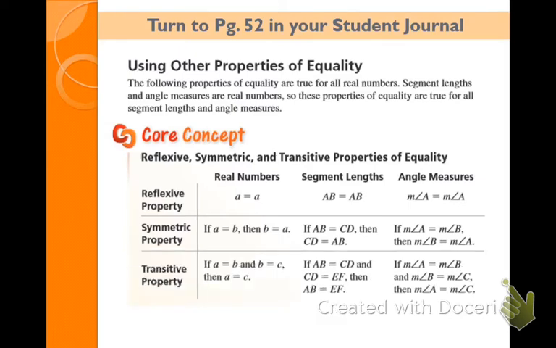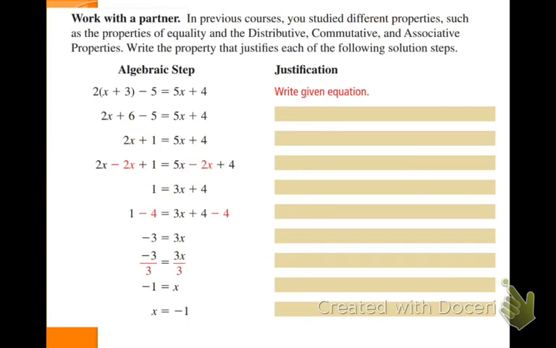The last one is the transitive property, and this one is best explained in real life. The transitive property. This is like saying Noah and Jonathan are the same age. Okay, Noah and Jonathan. Jonathan and Kadriana are the same age. So what can I assume about Noah and Kadriana's age? They're the same. That's the transitive property. Okay, we'll use it later on. We have to talk about it now.